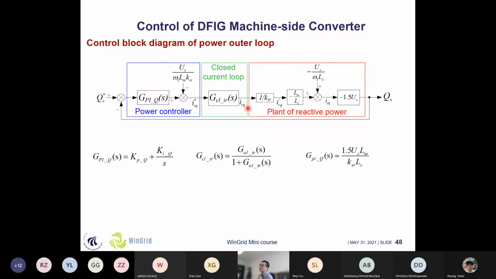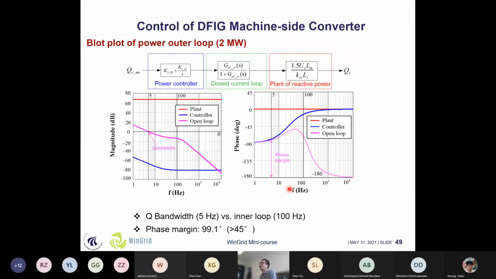of the load current control is ready, we can take it as a closed loop function by using this transfer function. Then if we know the plant of the reactive power, we can take it as an example. Now we can use these three sub items to draw this Bode plot for the open loop transfer function. Again, we can see that if the inner loop is 100 hertz, then we can design this outer loop as 5 hertz.